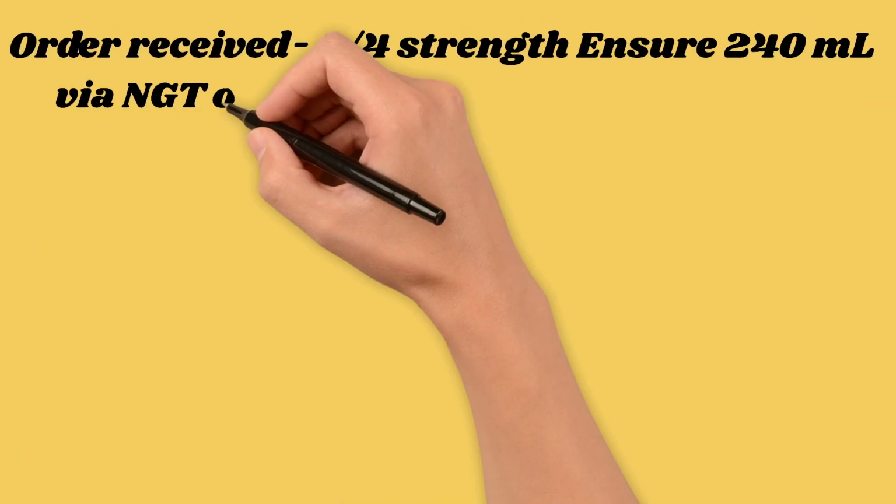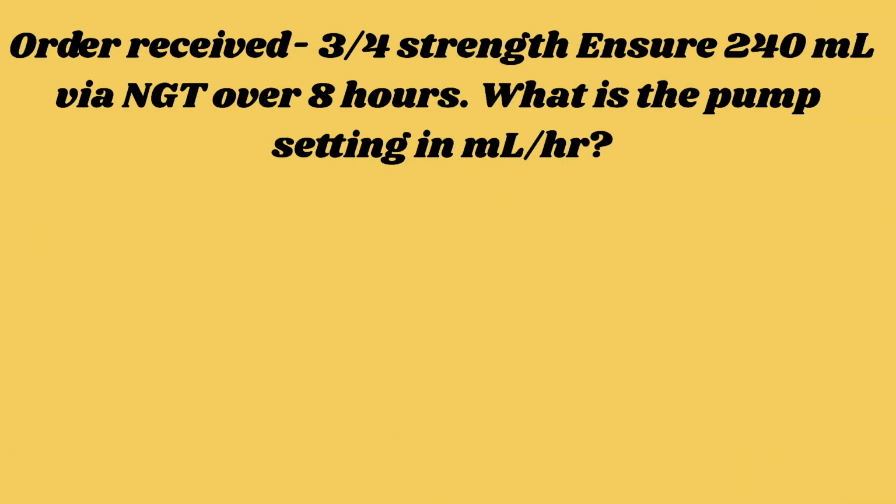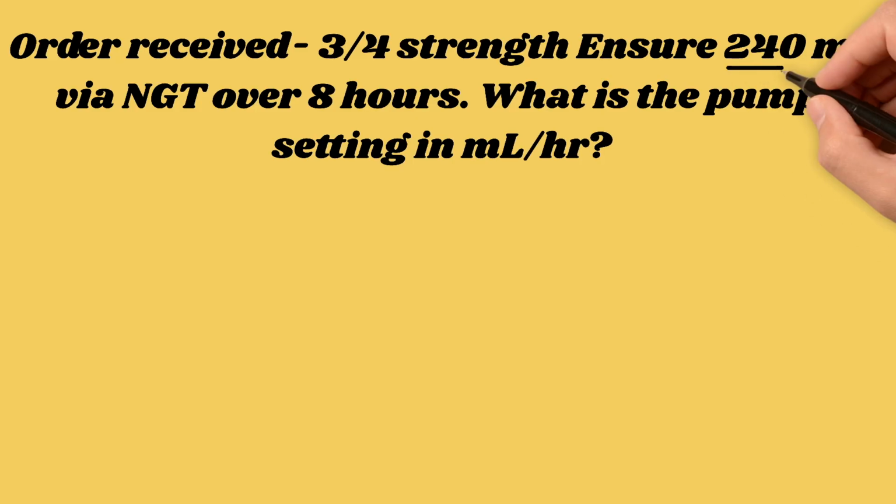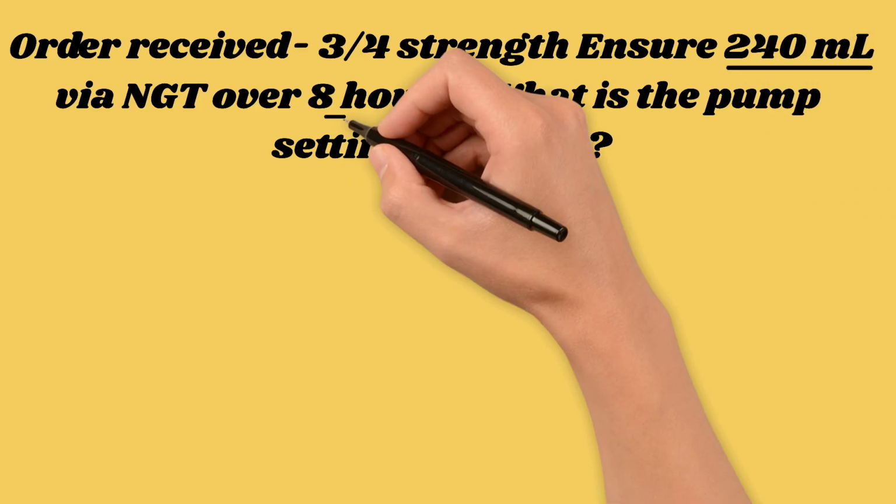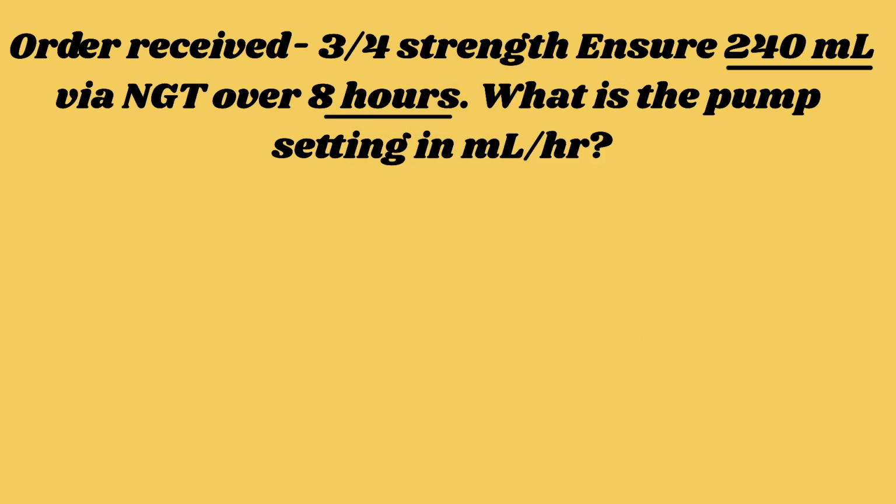All right, so let's go to a little bit of a harder question. Order received, 3/4 strength Ensure 240 mLs via NG tube over 8 hours. What is the pump setting in mLs per hour? First, we need to underline the things that are important. 240 mLs, the 8 hours, and what we're looking for, which is mLs per hour. The 3/4 strength, that added piece of information, we won't need it to get our answer.